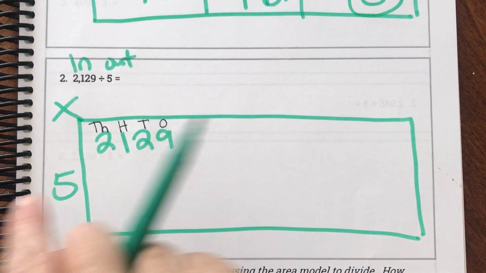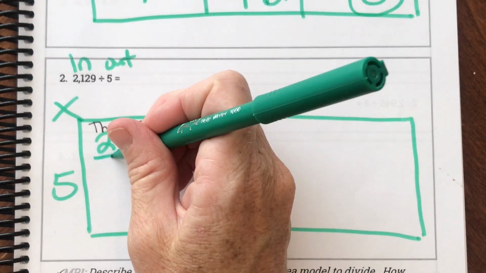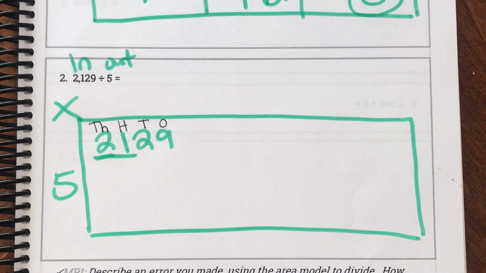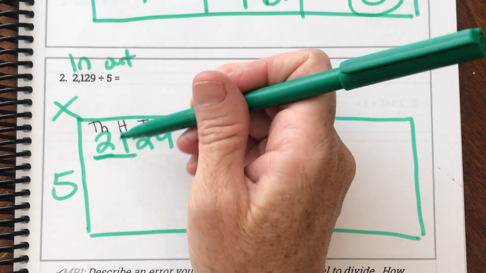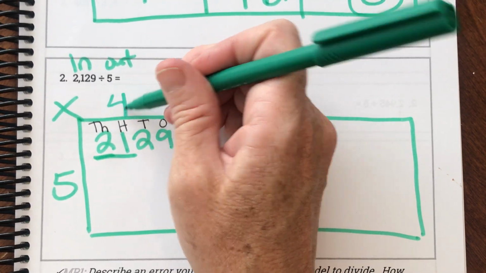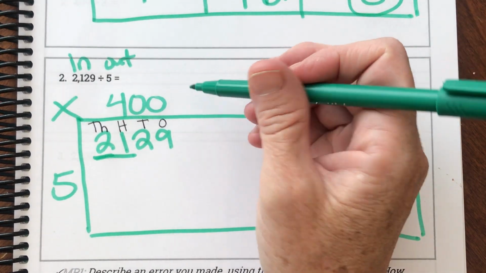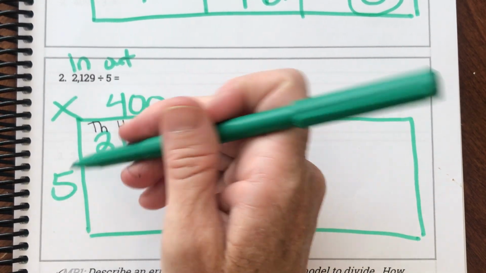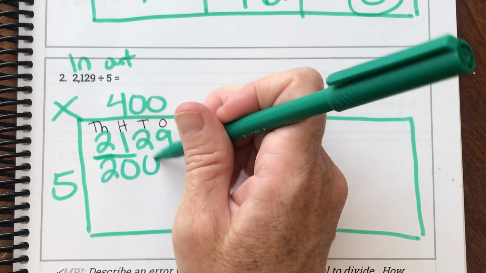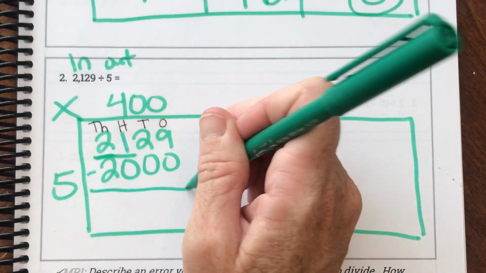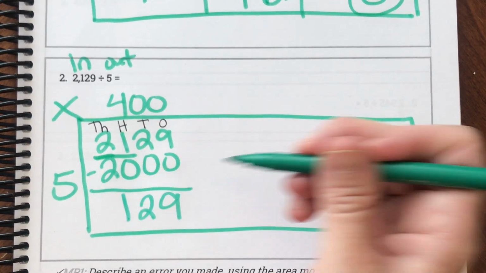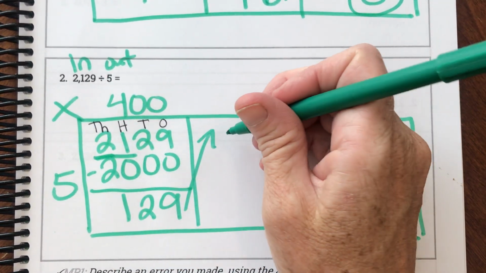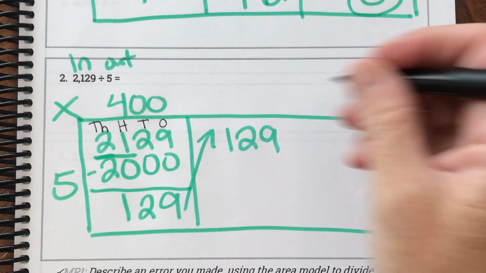So we're going to divide first. So 5 can go into 2? No. 5 can go into 21 4 times, but we're in the hundreds, so it's 4 hundreds, which is 400. Okay, 400 times 5, well, I know 4 times 5 is 20, and there's 2 zeros, so it's 2,000. Okay, so I divided, multiplied, subtracted, and I'm going to start over.